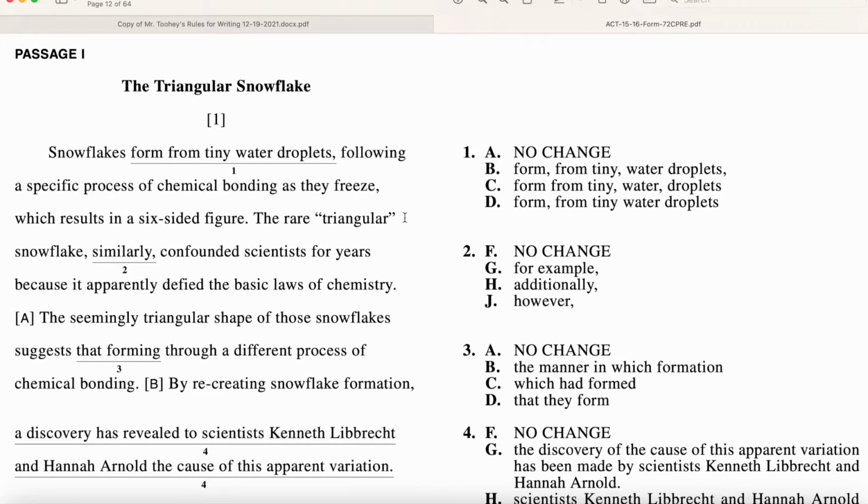Let's try D. The seemingly triangular shape of those snowflakes suggests that they form through a different process of chemical bonding. That sounds the best. And that's my last rule of going with your gut, listening to your gut instincts. Trust your ear, trust your instincts. If you plug in the answer choices and it just sounds bad, it feels off, it's probably not right. I can almost guarantee it. That's good enough there. It's D. Any questions about that, or are we good?